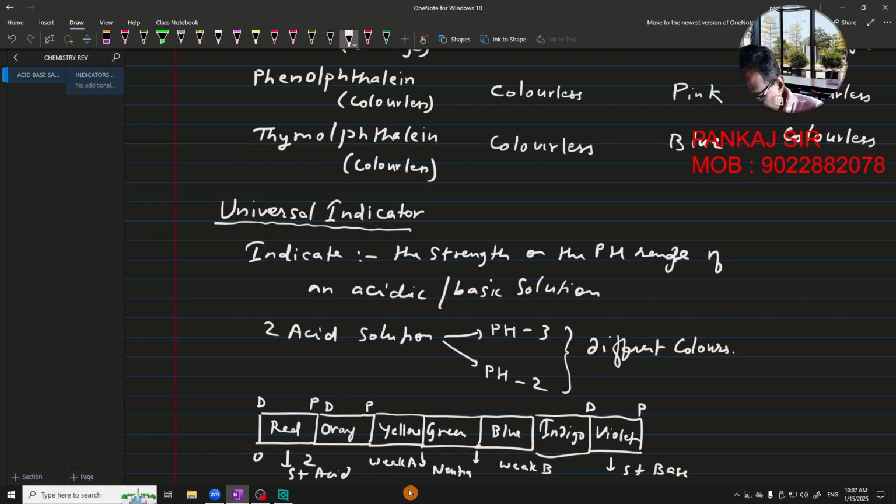So this is how this universal indicator helps you in not only identifying the nature of the solution, whether it is acidic or alkaline, but it can also tell you whether it is a strong acid or a weak acid, or a strong base or a weak base. So that's all about the pH value and indicators that you are supposed to know.